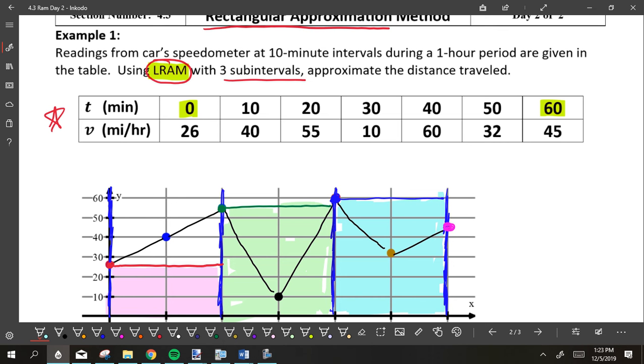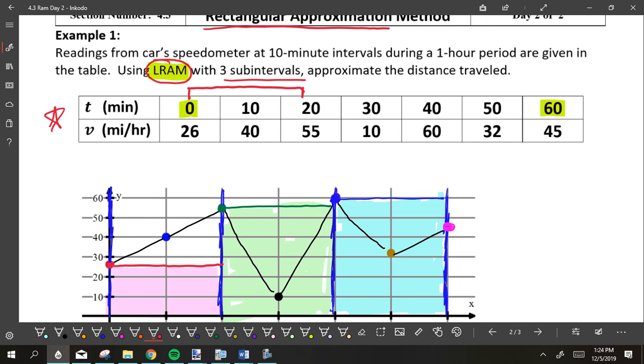I need you to do this on your paper because otherwise you're going to screw it up. We're going from 0 to 60. The first subinterval goes between which 2 numbers? So what I want you to do is on your chart right here is to draw a line that connects 0 to 20. Not from the lines, but from the number 0 to the number 20.